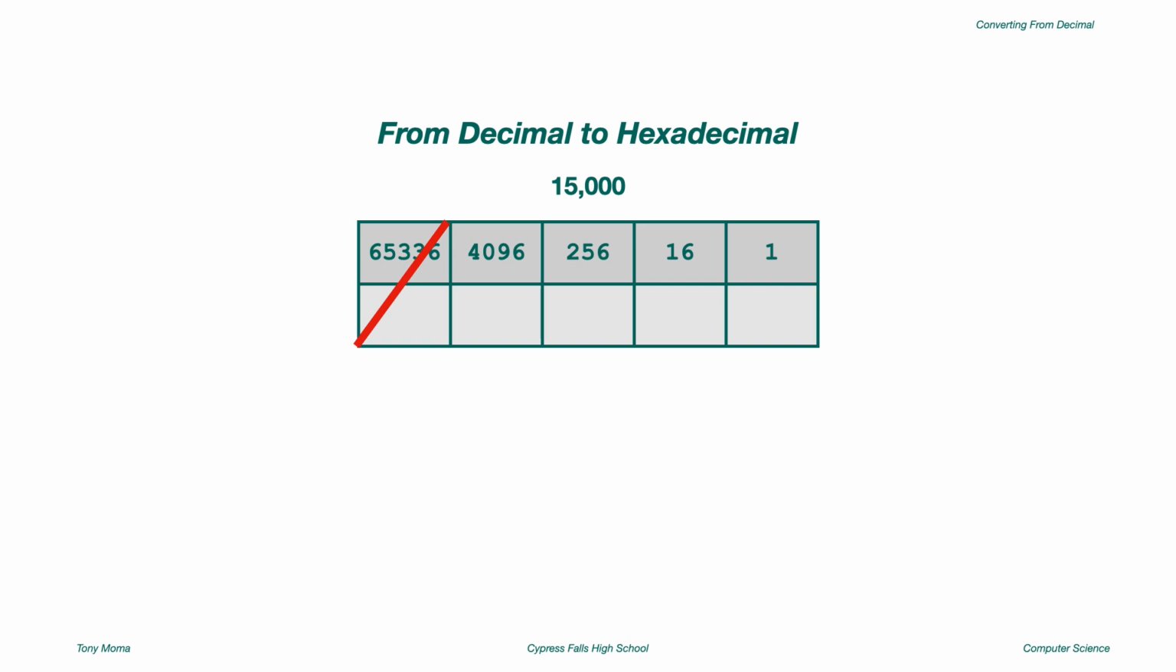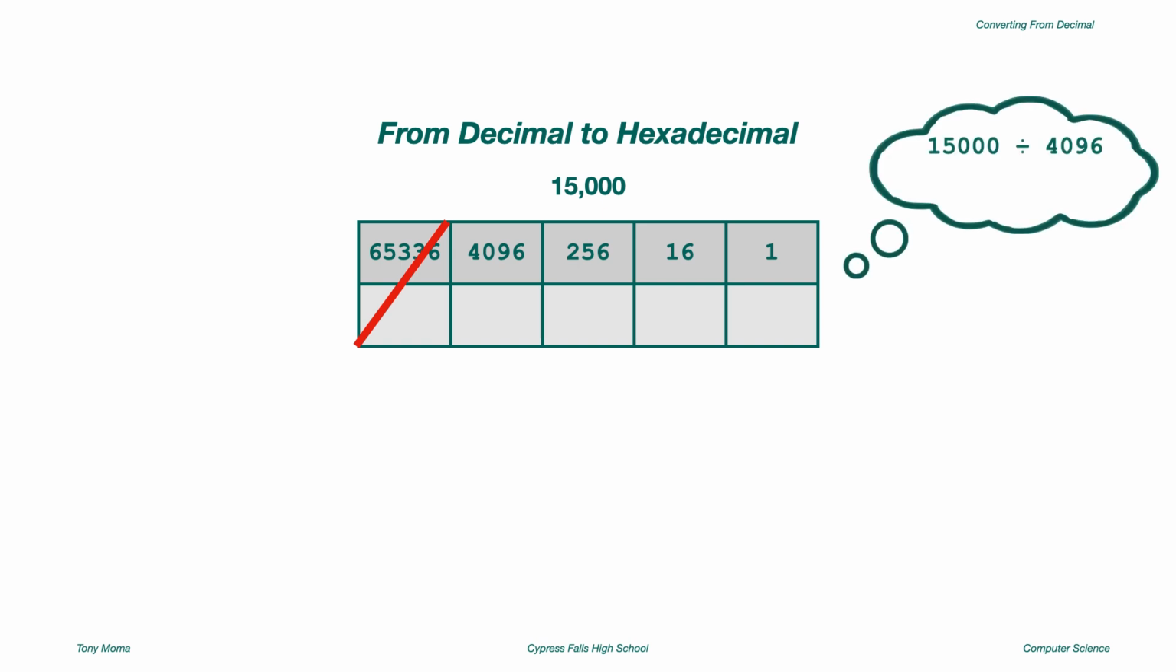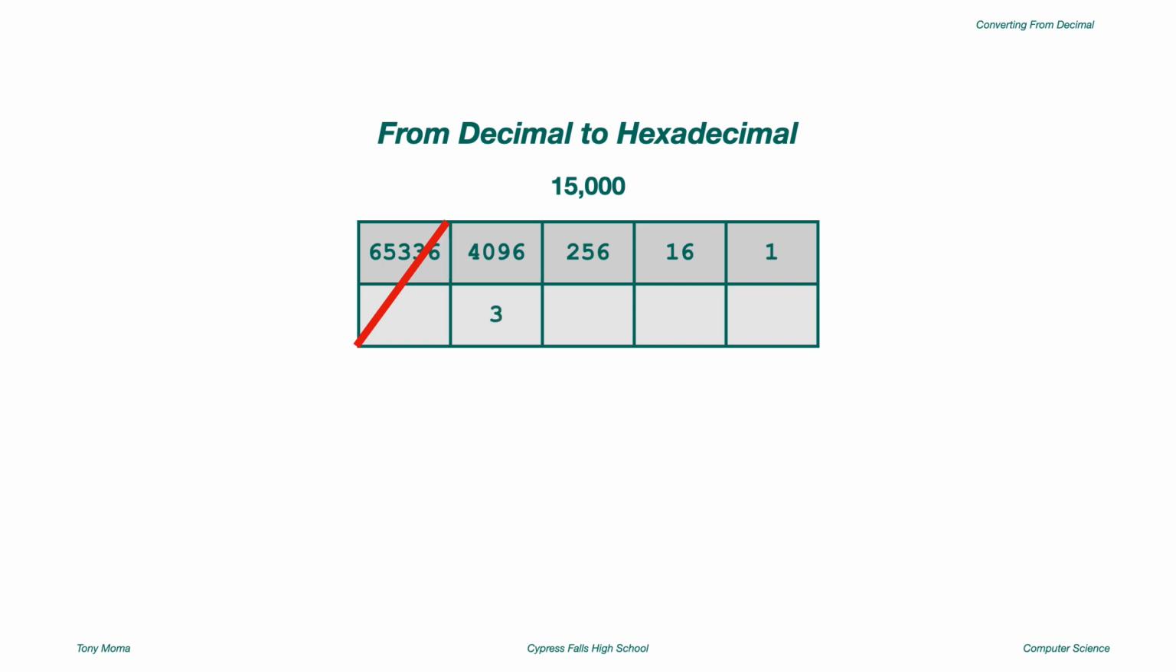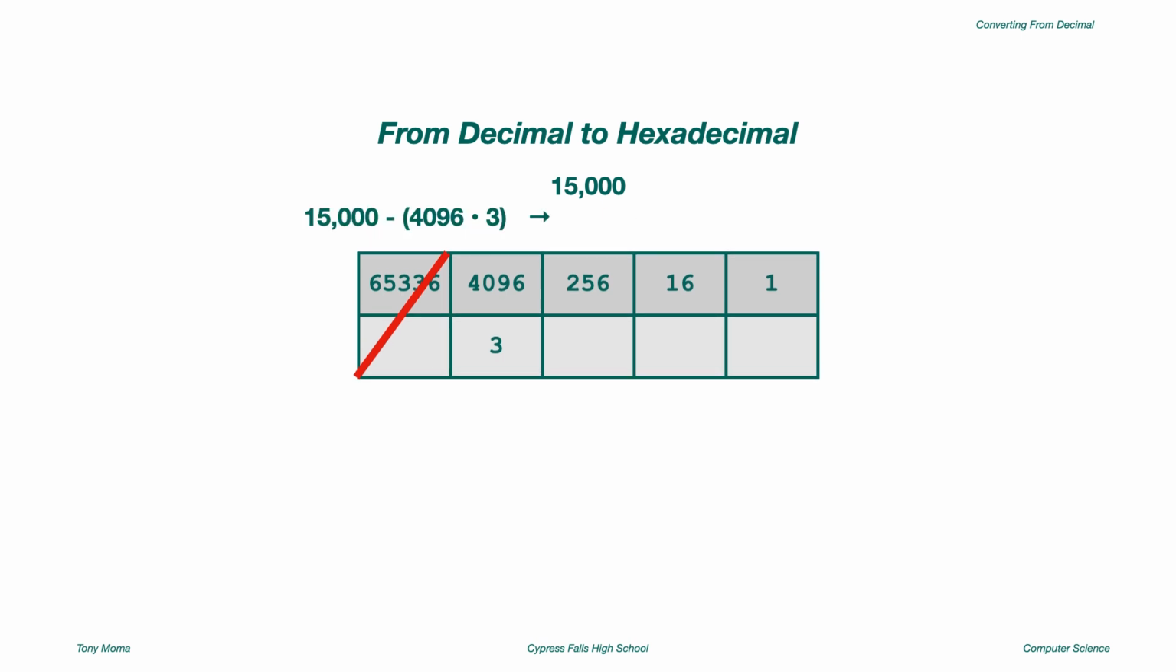We don't need it. First step, how many times can 4,096 fit inside 15,000? We can determine that by doing simple division. 15,000 divided by 4,096 gives us approximately 3.66. We don't care about the numbers after the decimal point, just the number before it, which in this case is 3, so 3 goes in the table. Multiply the top row by the bottom row. 4,096 times 3 gives us 12,288. Subtract that from 15,000, and we're left with 2,712.